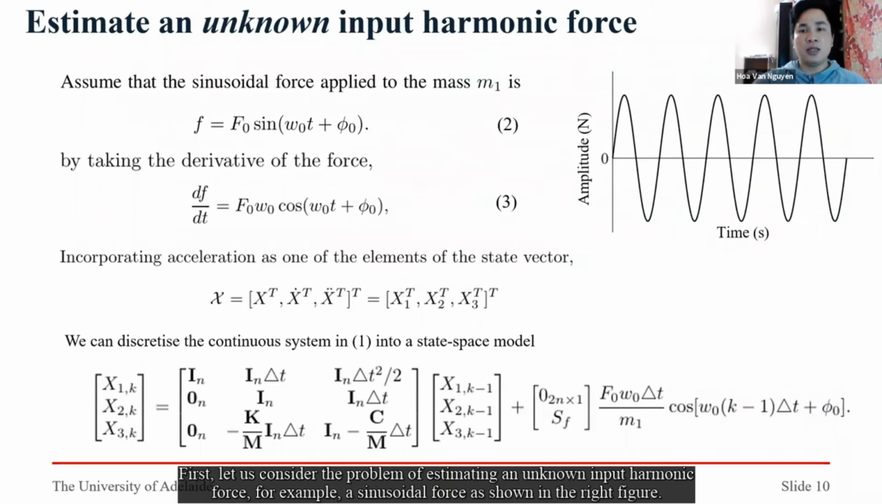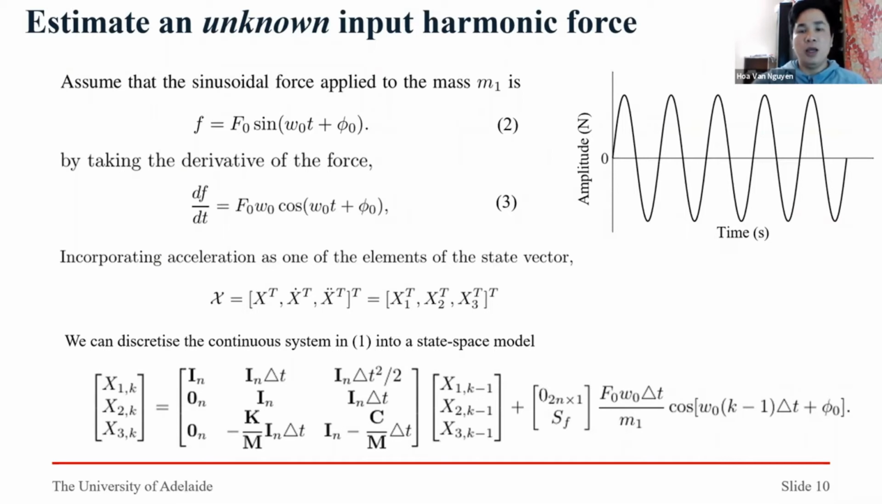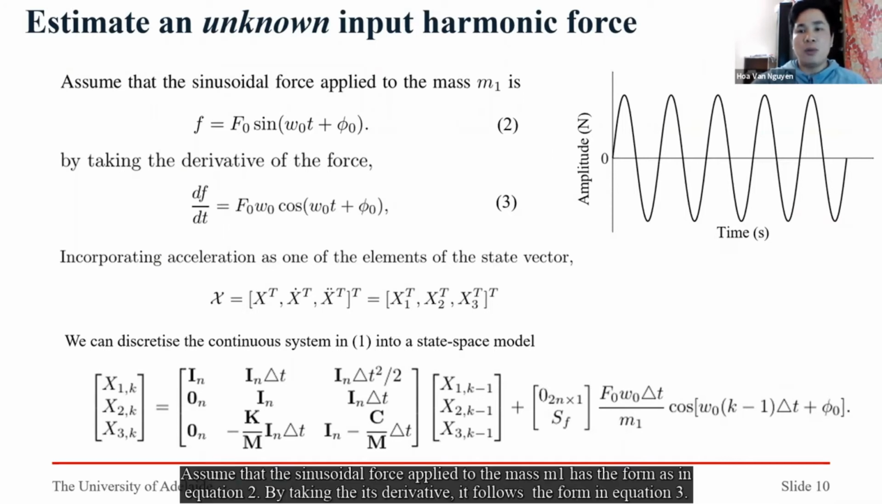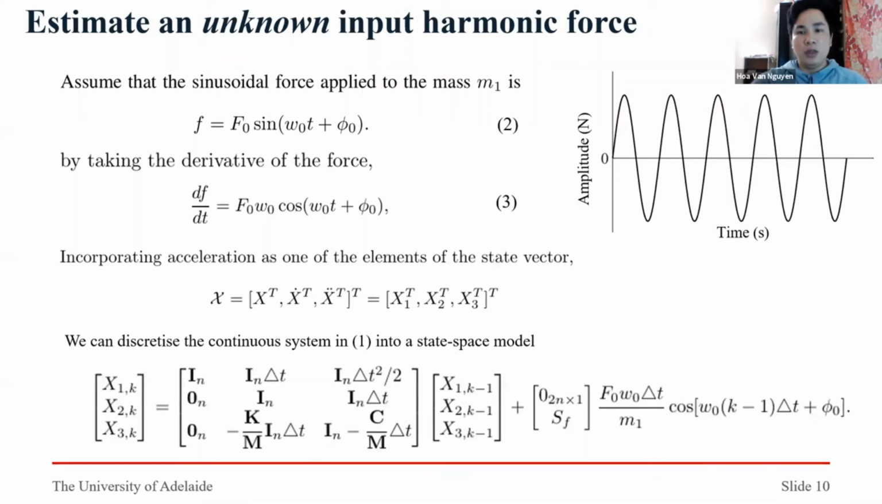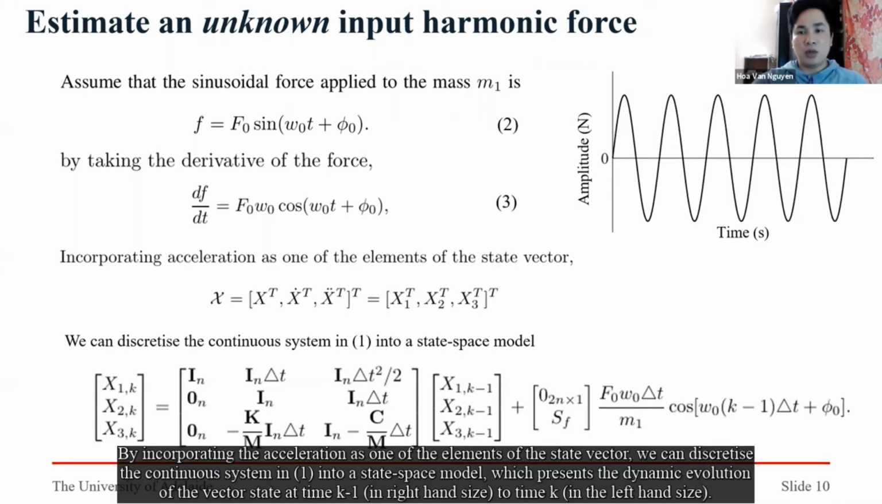First, let us consider the problem of estimating an unknown input harmonic force. For example, a sinusoidal force is shown in the right figure. Assume that the sinusoidal force applied to mass number 1 has the form in equation 2. By taking its derivative, it follows the form in equation 3. By incorporating the acceleration as one of the elements of the state vector, we can characterize the continuous system in equation 1 into its state space model, which presents the dynamic evolution of the state vector from time k-1 in the right-hand side to time k in the left-hand side.